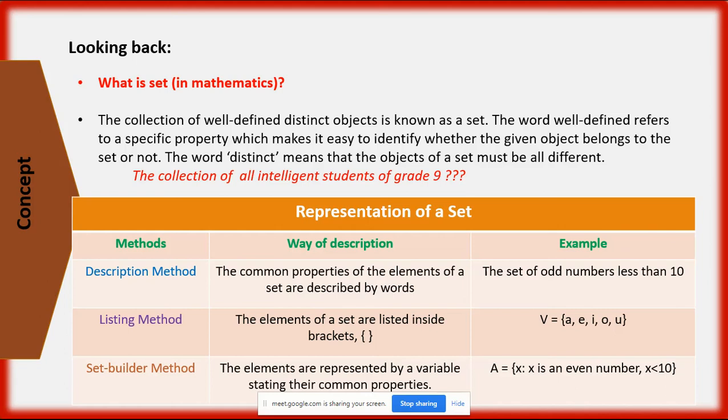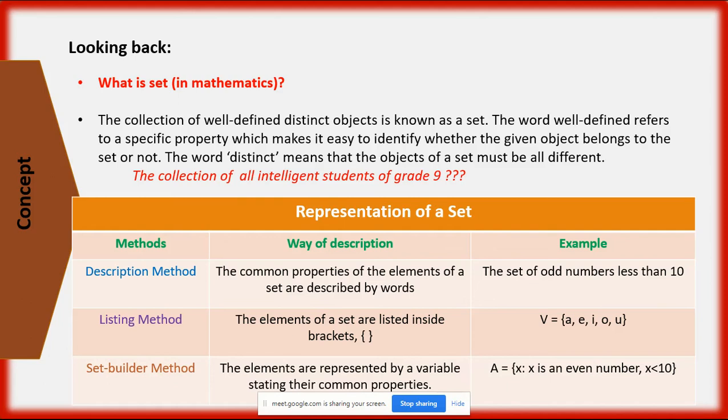That is the listing method. The set builder method is a little bit difficult and confusing for the students, I guess, because what does x say? x is an even number and x is smaller than 10. In this way we make a set and represent it in set builder form. The elements are represented by a variable, which is x, stating their common property, because all the elements given in set A have a common property: they are even numbers.